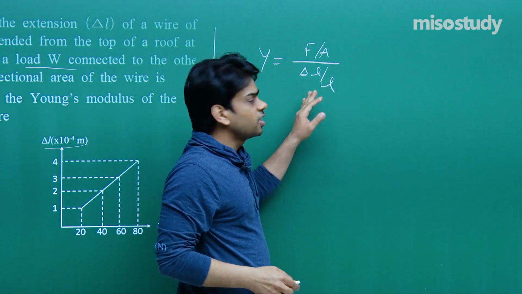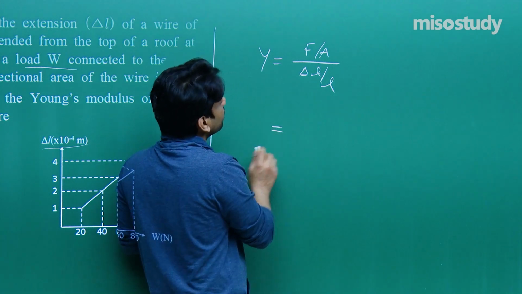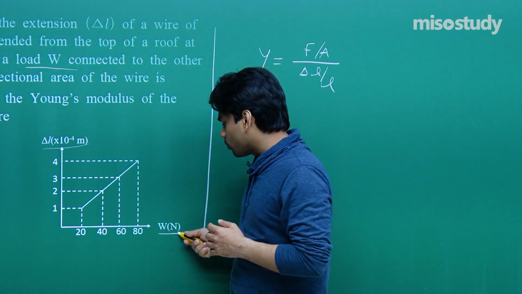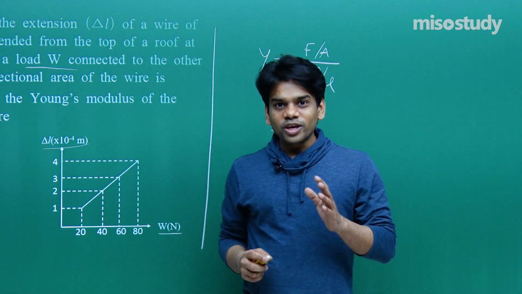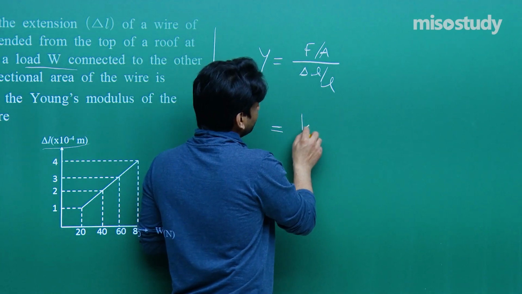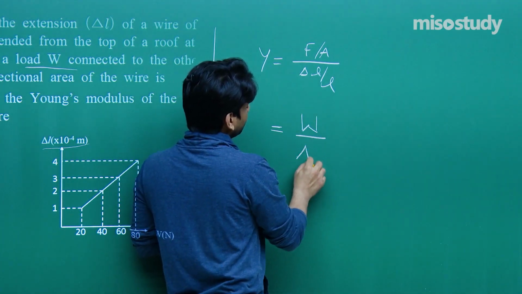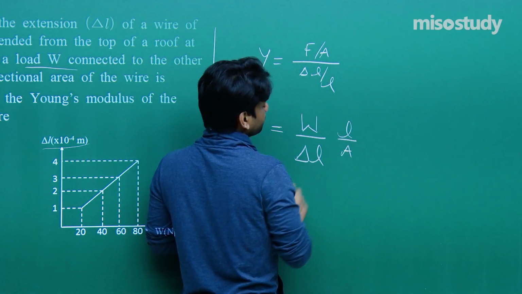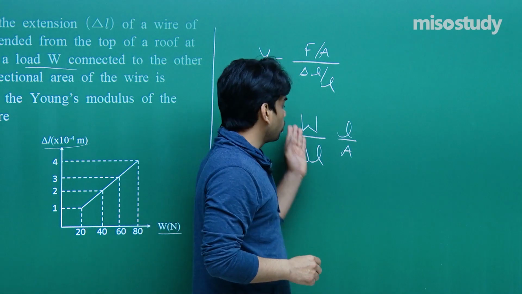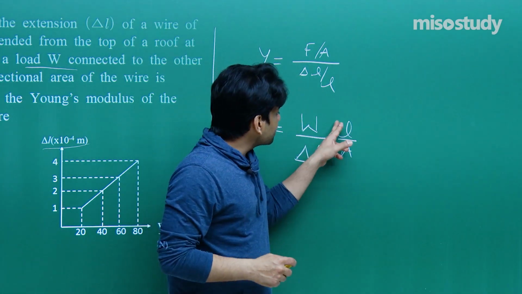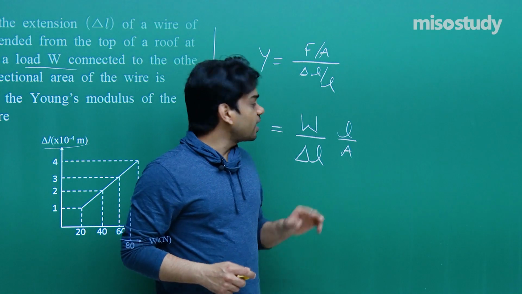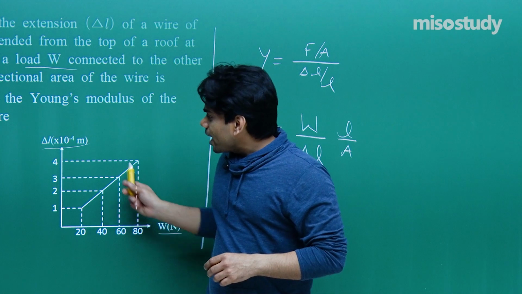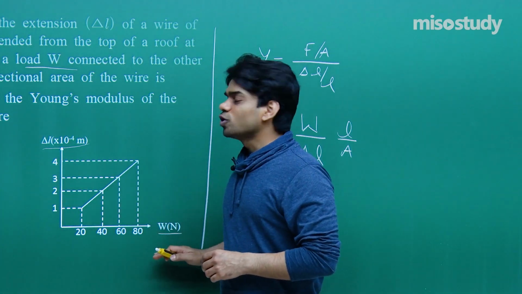Now if we simplify this, we can write F as the load that has been suspended. You can see it is given in terms of W in newtons. So we can change this F to W. Then we have W by delta L, and this L will move up, so we have L by A. Now see, we have here W by delta L, and this is L by A. L is provided, A is provided, and we are also given W and delta L.